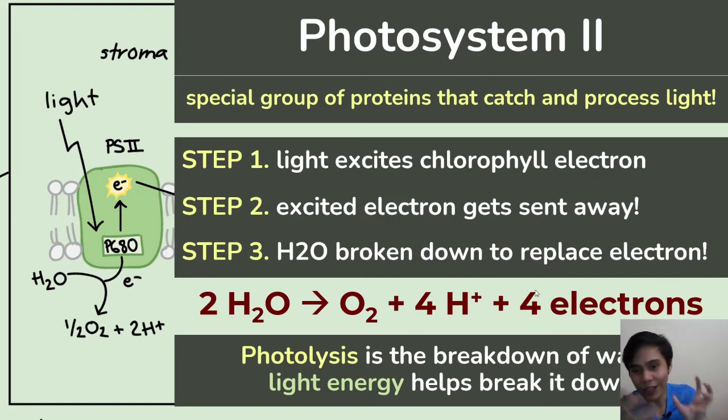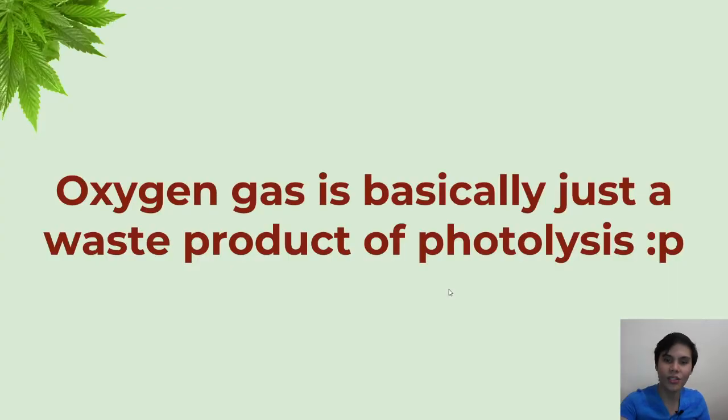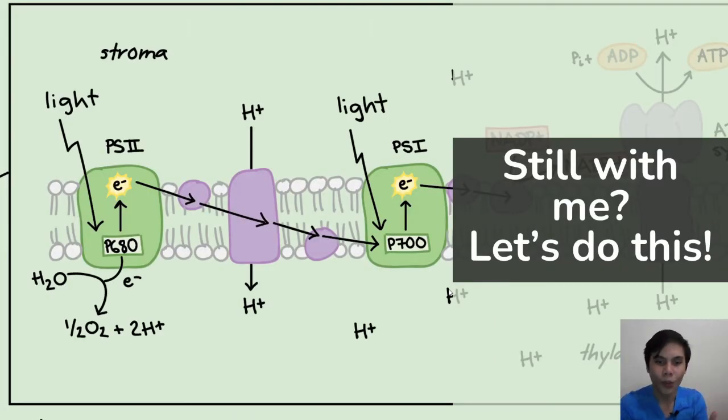Oxygen is literally just a waste product of photolysis. And the electrons are what the photosystem needs to replace the missing electrons. Now, these hydrogen ions will be important in the next stage. Again, just to emphasize, oxygen gas is a waste product of photolysis. Your plant does not use it in photosynthesis itself. So we're done with PS2 or photosystem 2.